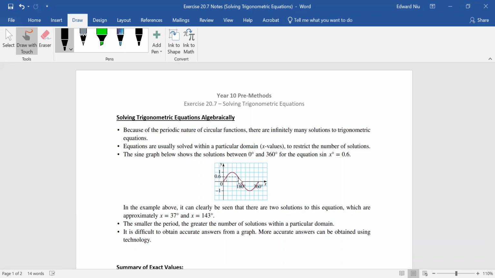And so that comes back to the ambiguous case we learnt way back in exercise 20.2. There's usually going to be two answers for sine and cosine.